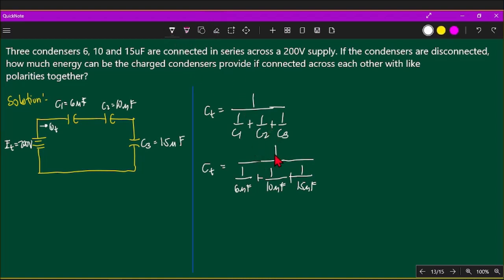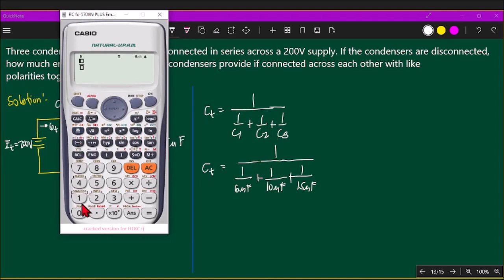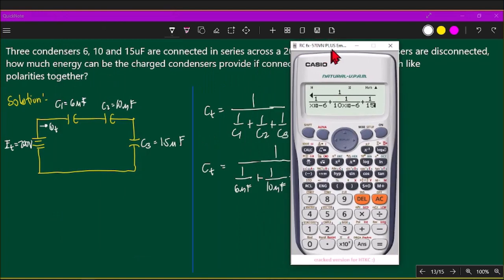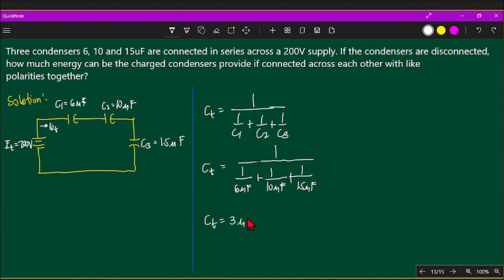Okay, so using our calculator, we have 1 over 6 microfarad, then plus 1 over 10 microfarad, plus 1 over 15 microfarad. So this will be equal to 3 microfarad. So our total capacitance is equal to 3 microfarad.